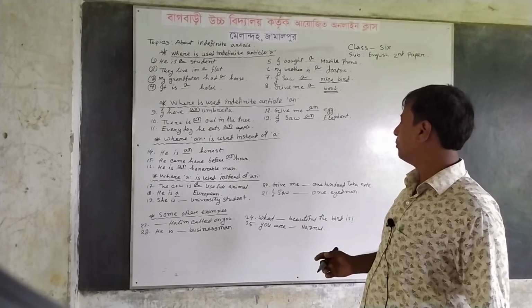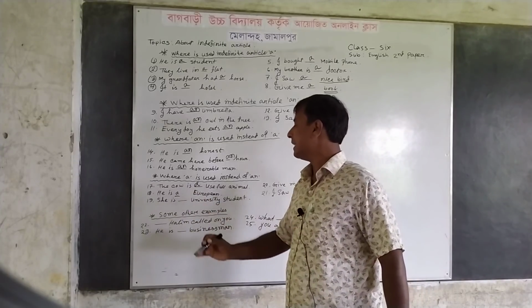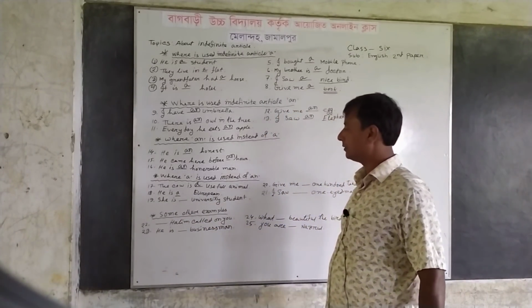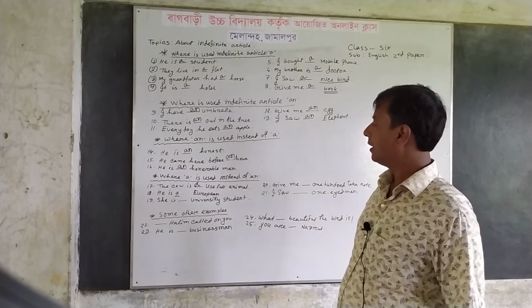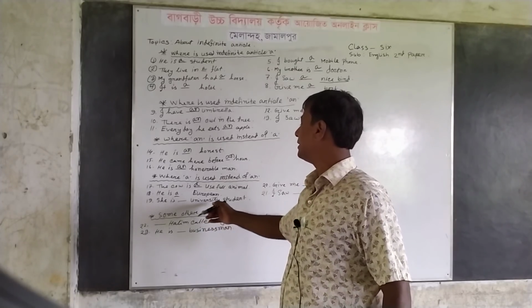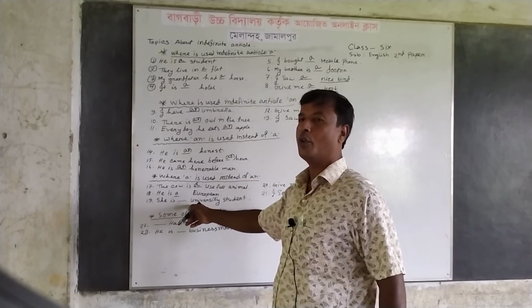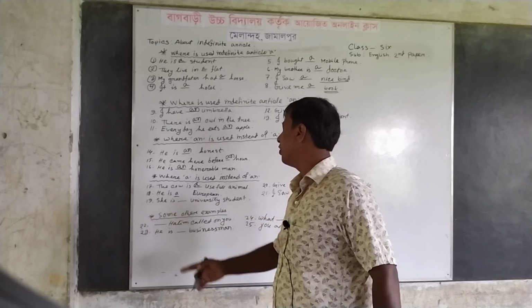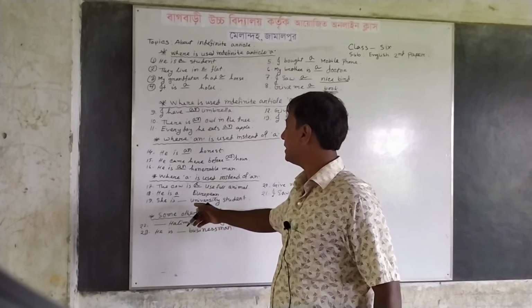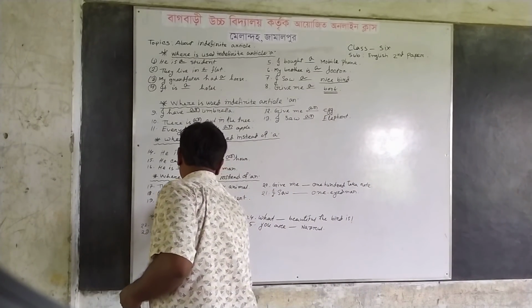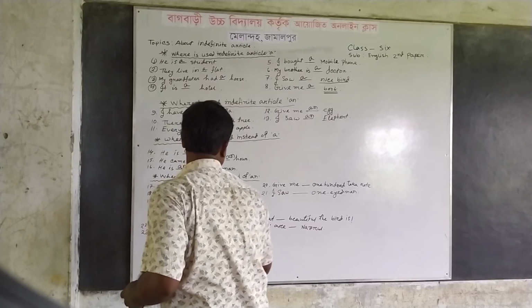The next example, he is a university student. Here university student, first letter is U, which is vowel, but its sound is U. Here we shall use A before university student.